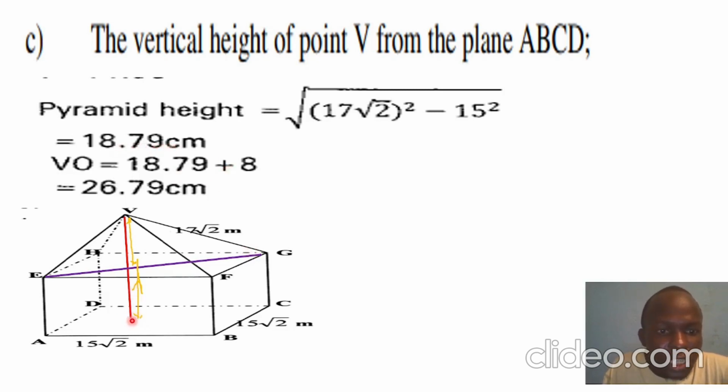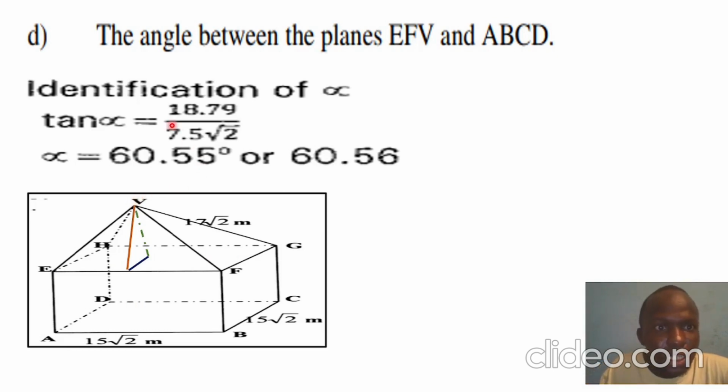Now, what is the height of this particular cuboid? It is 8 centimeters. So the total height is going to be 8 plus 18.79, which is 26.79 centimeters. The next step is to get the angle between planes AEFV and ABCD. So we are going to say let tan alpha be equal to 18.79 over 7.5 root 2.